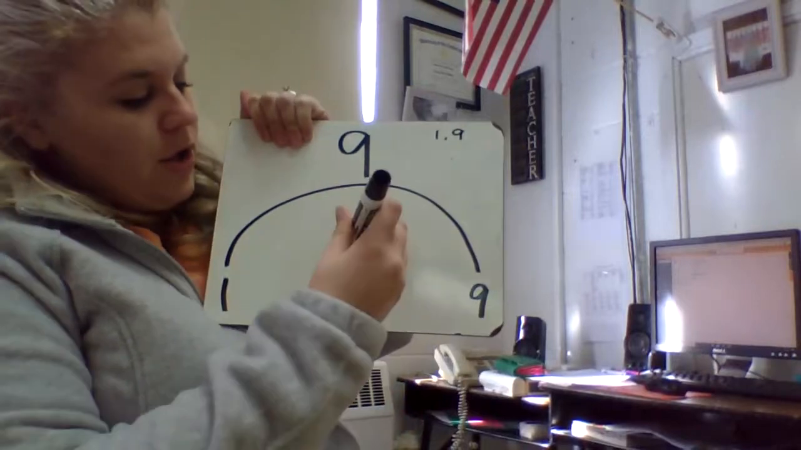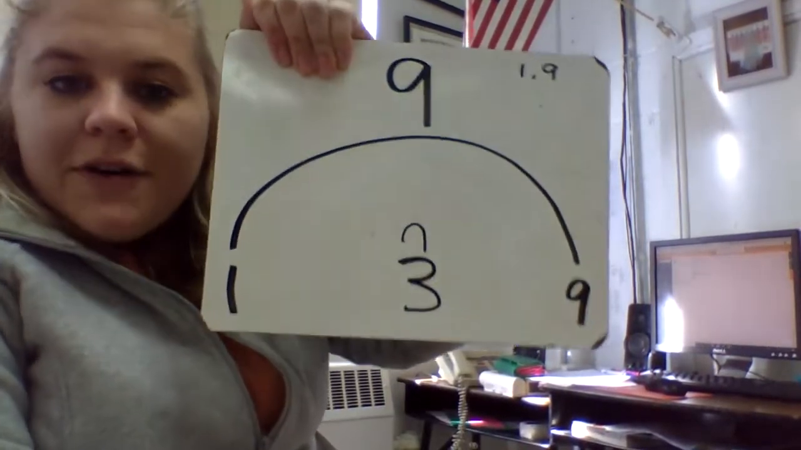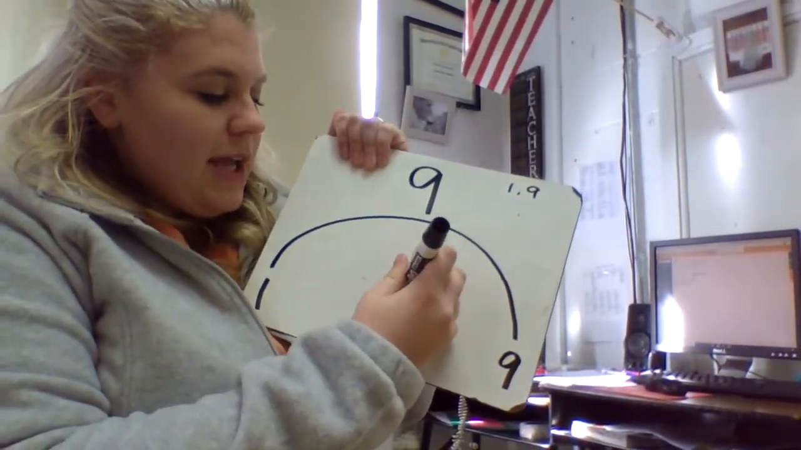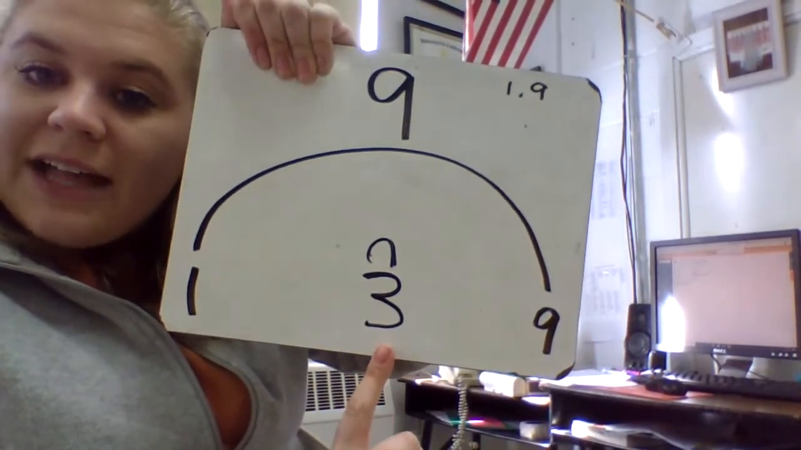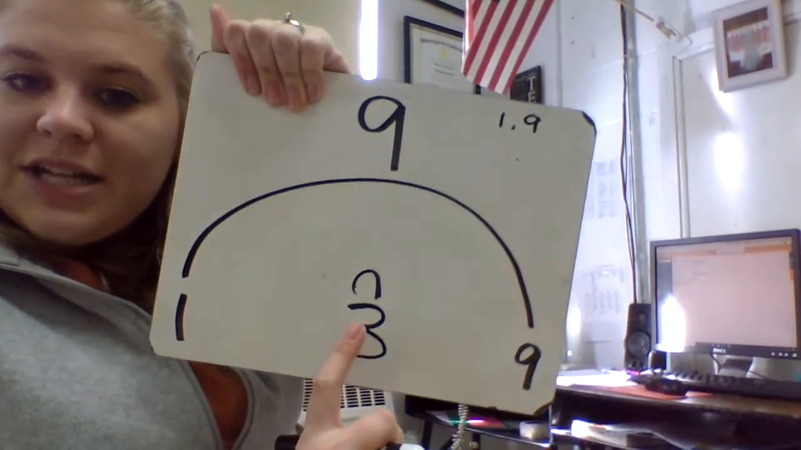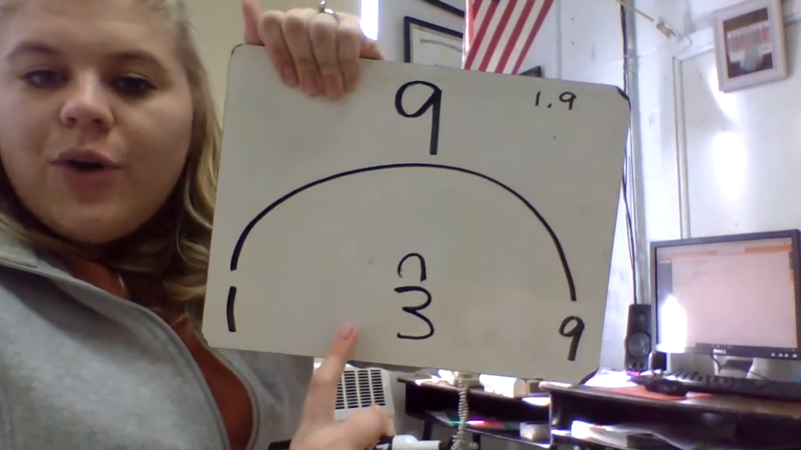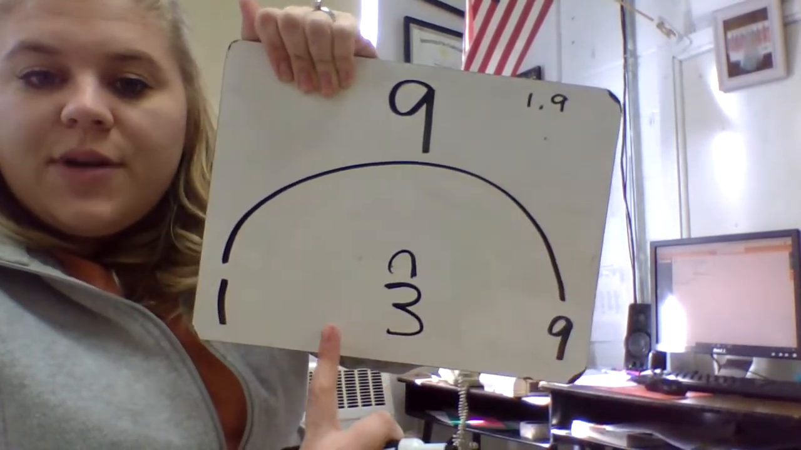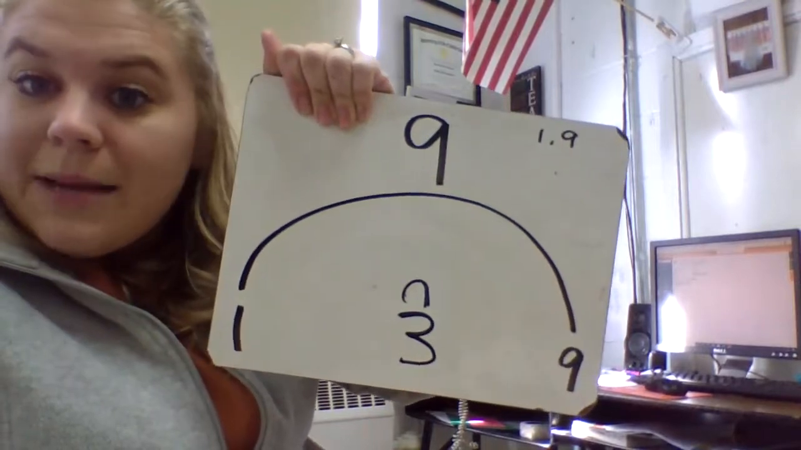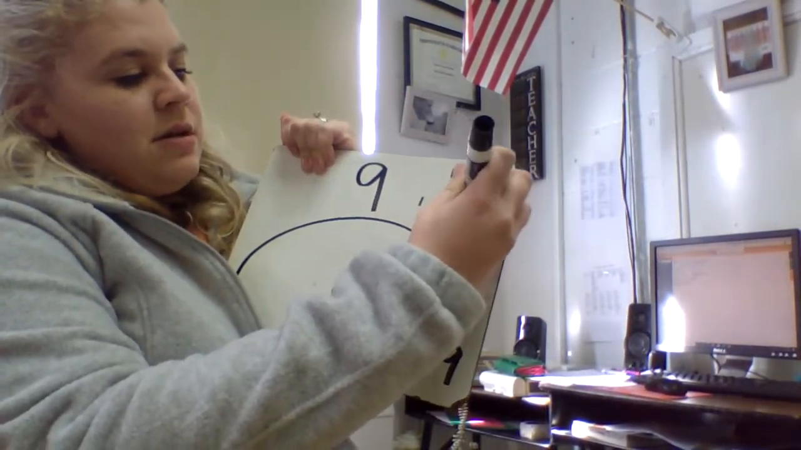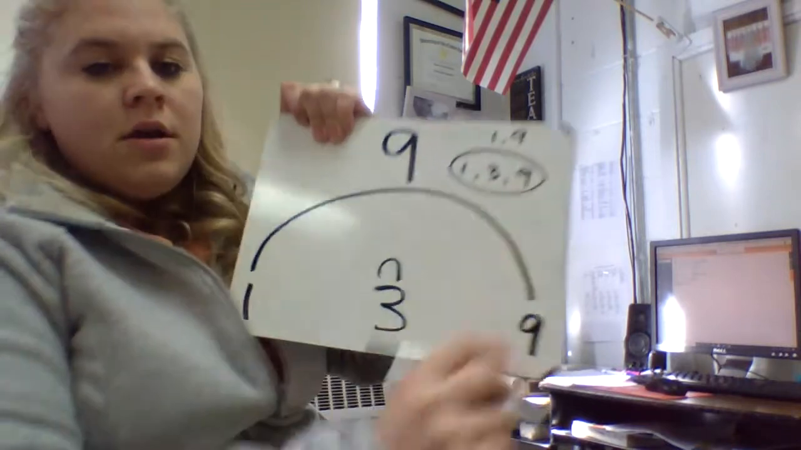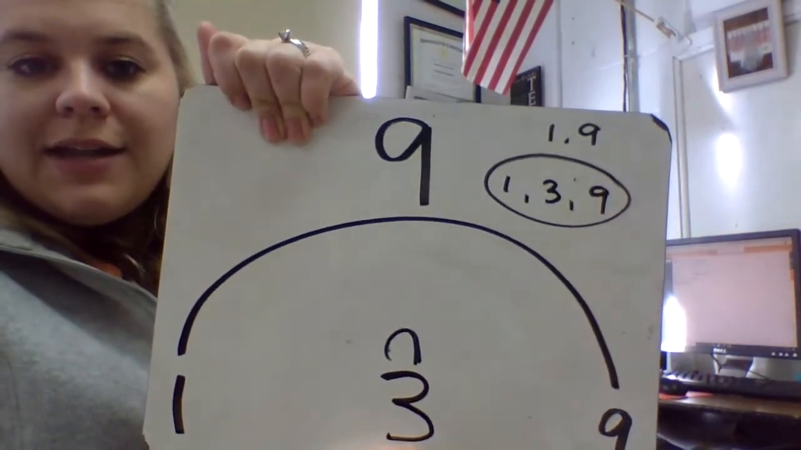So when you do that, your little rainbow just goes to itself. 3 times 3. And once you find that, that means there's nothing in between 3. I've done 2, I can't do it, there's 3. That means 3 would go here and here, but since it's the same number, we don't write it twice. That means that my factors for 9 are 1, 3, and 9.